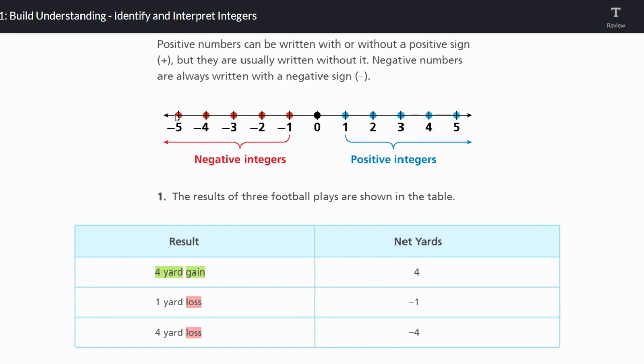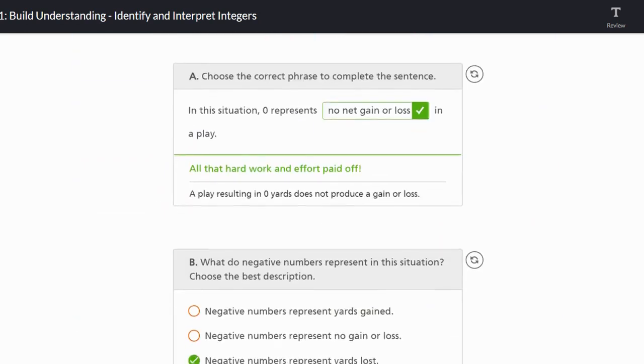If we have negative numbers, if you owed the bank $5, we have negative 5. That's less money that you have. If you had negative 4, it's less than negative 3, which is less than negative 2, which is less than negative 1.